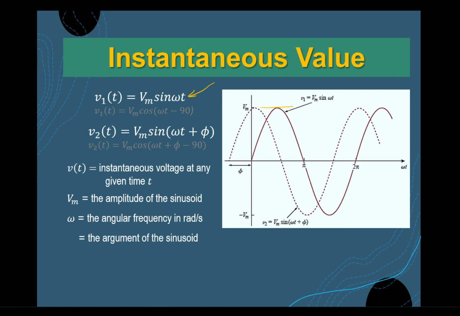And then we have the phase angle φ. The phase angle is the shift of a signal from the origin or the reference. Actually, the argument of the sinusoid is the phase angle. Sorry for that error. So the argument of the sinusoid is the phase angle.